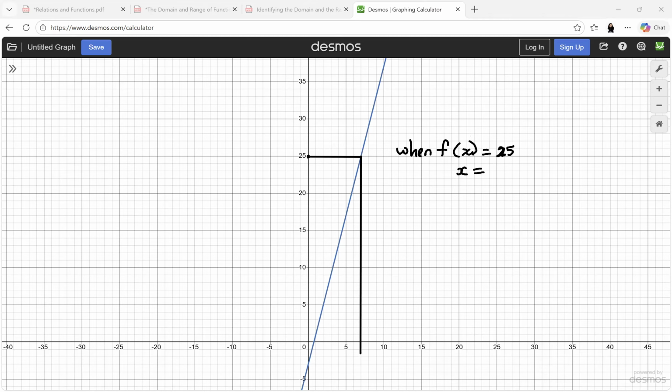Let me show you. If you can't see it properly, here, this is 1, 2, 3, 4, 5, 6, 7. So x is equal to 7 when f of x is 25. So the coordinates of the point will be 7, 25. So x is 7, f of x is 25. Any point, Atina, that's how you interpret it.